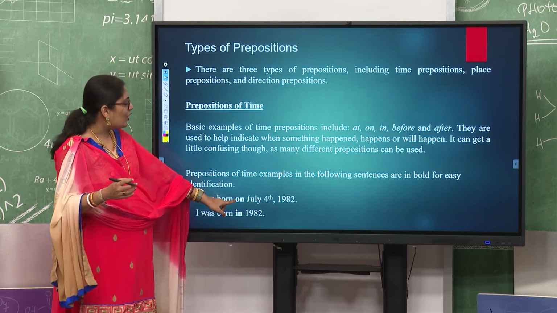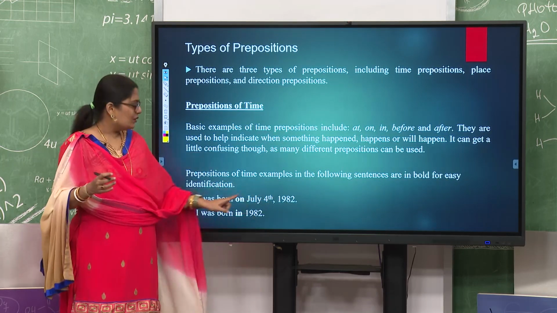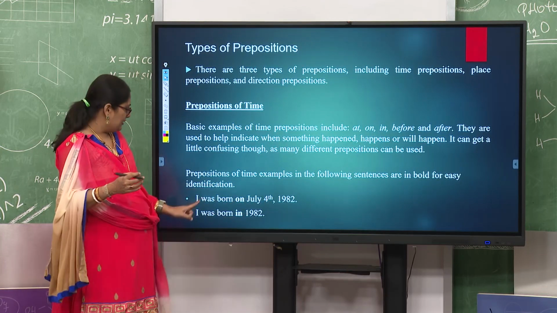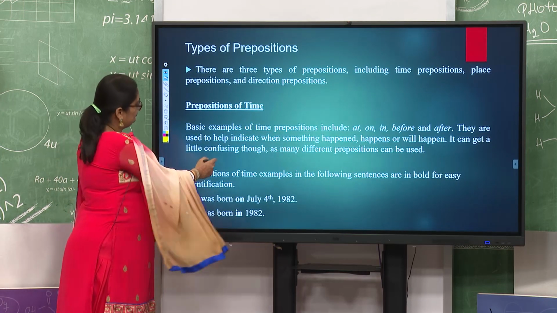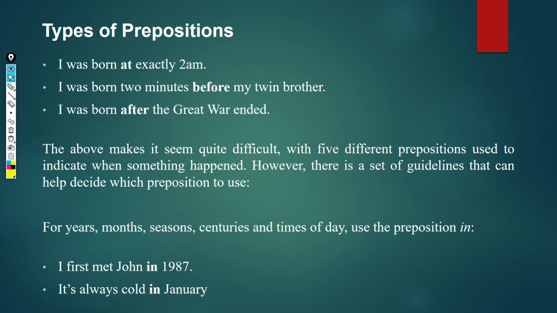I was born on July 4th, 1982. What is the preposition? On. I was born in 1982. What is the preposition here? In. Now, I was born exactly at 2 a.m. What is the preposition used here? At. I was born 2 minutes before my twin brother. The preposition used is before. Thirdly, I was born after the Great War ended. What is the preposition used? After.